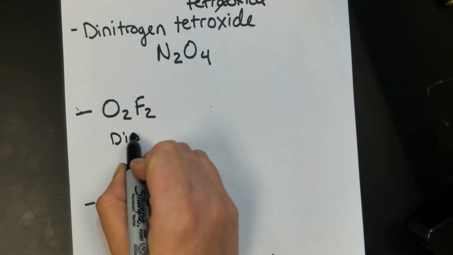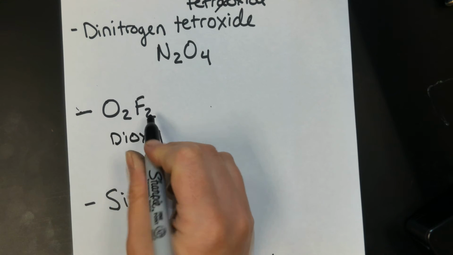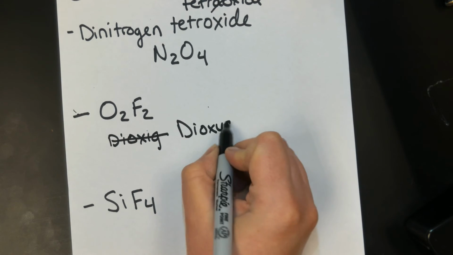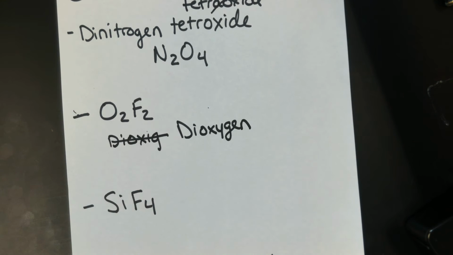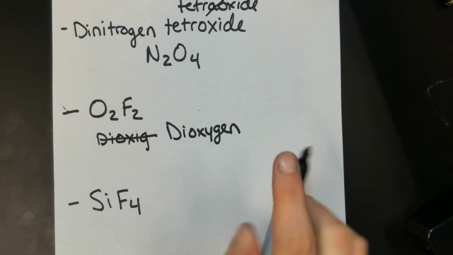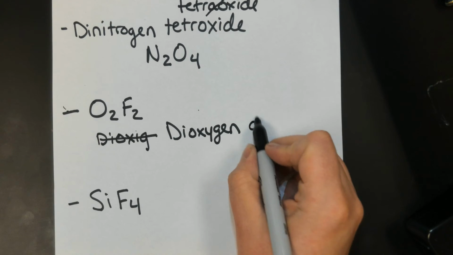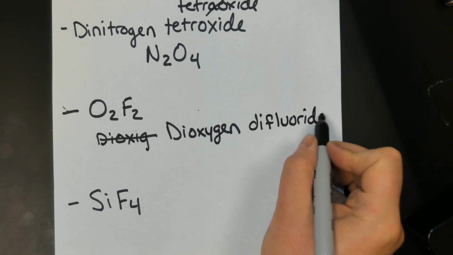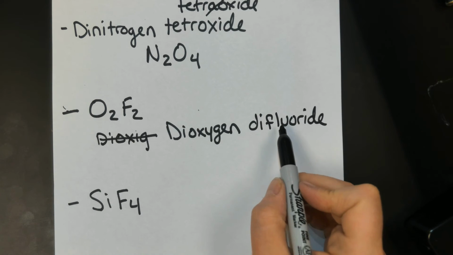So we have dioxygen. I can spell, I swear. Right? Dioxygen, I'm going to triple check because that does look odd, doesn't it? Yeah, dioxygen. It is a weird thing to write, like dioxygen, right? And then you're going to have to say difluoride.